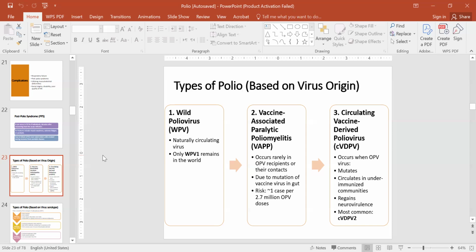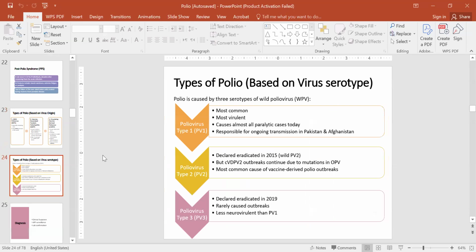Then the third type in this category is circulating vaccine-derived poliovirus, CVDPV. It occurs when OPV virus mutates and circulates in under-immunized communities and regains neurovirulence, and its most common strain is circulating vaccine-derived poliovirus 2, CVDPV2. Then the third classification of polio is on the basis of virus serotype.